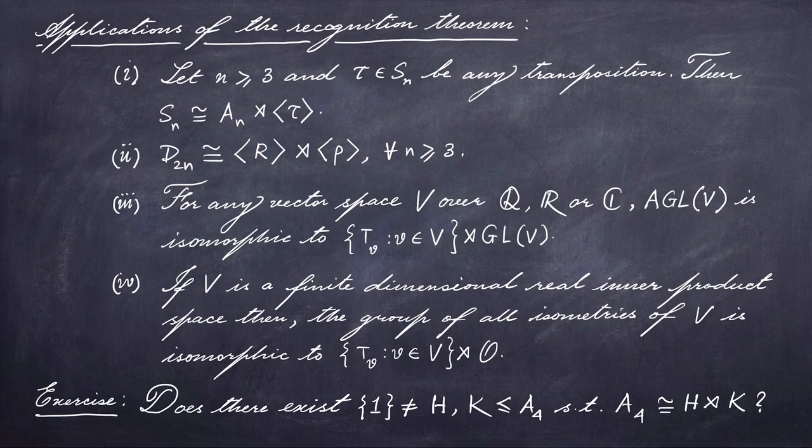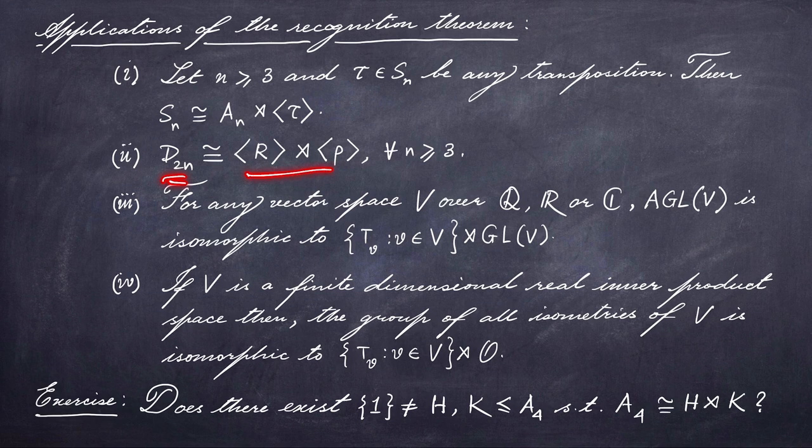So now let us talk about some applications of this recognition theorem. The first application is we can write Sn as the semi-direct product of An, and for any transposition tau, let this be the subgroup generated by tau. So Sn is isomorphic to this semi-direct product.